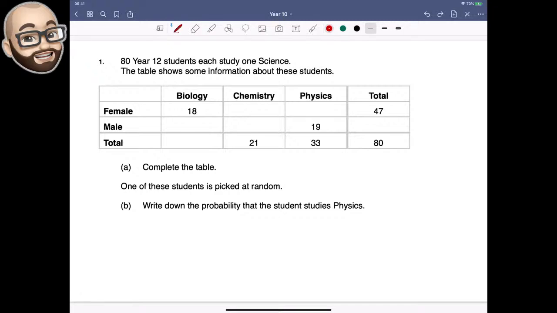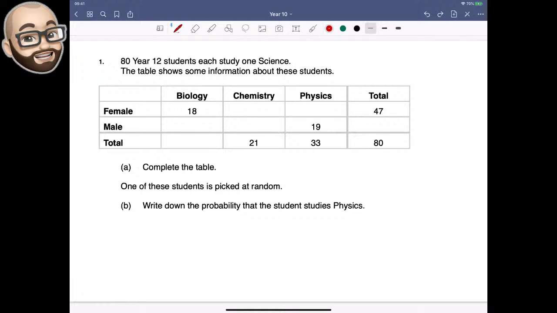So this one where it says write down the probability that the student studies physics, we've already got the total number of people who do physics, so the probability for part B is going to be 33 out of 80 pretty much straight away. I don't think I'm going to do this question because hopefully it's straightforward.